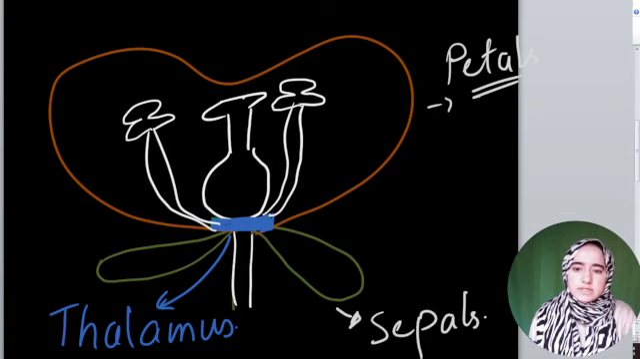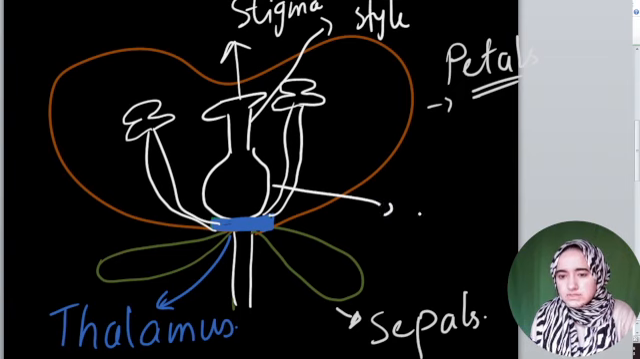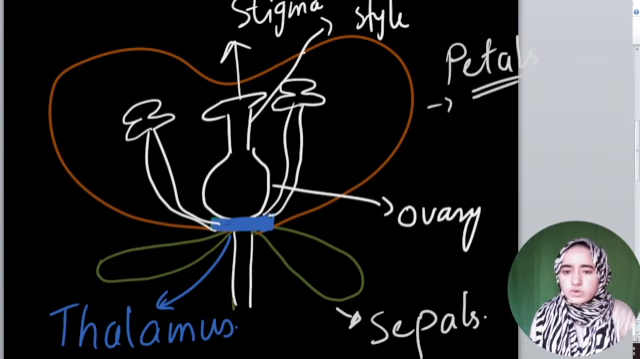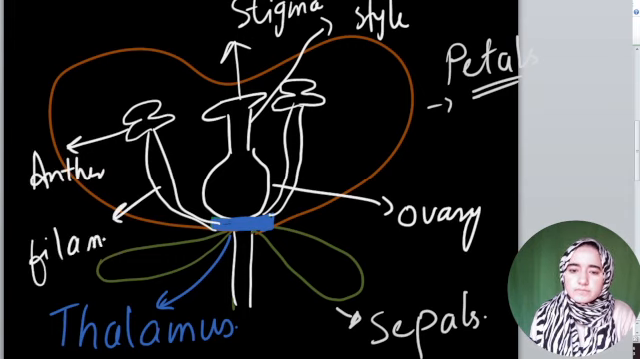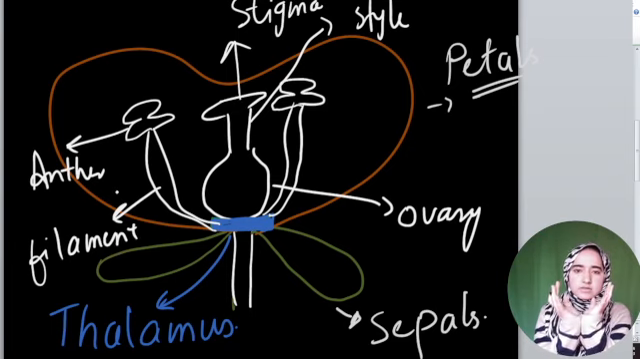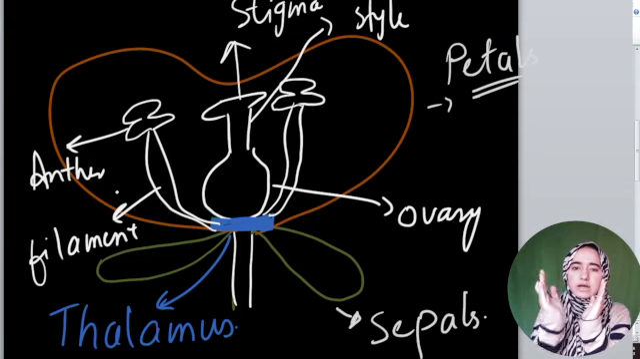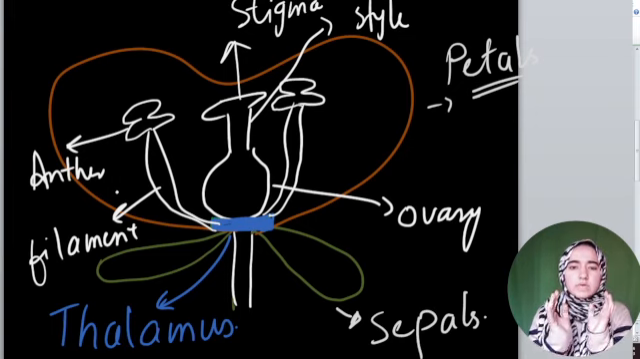I'm again repeating, this portion is known as stigma, this is known as style, and this structure is known as ovary. Okay, this bilobed structure is known as anther, and this stalk is known as filament. Okay, and the ovary is situated above the thalamus like this. This is thalamus, and the ovary is situated like this, and another stamen is associated with thalamus only. I hope this concept is clear.